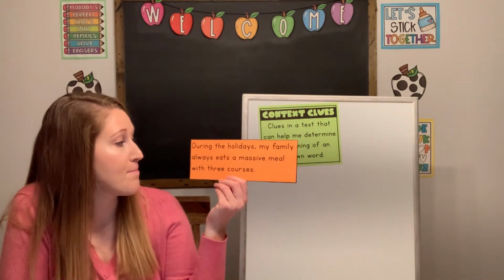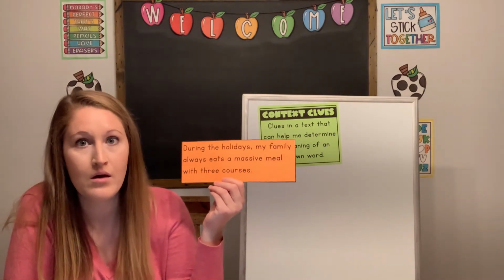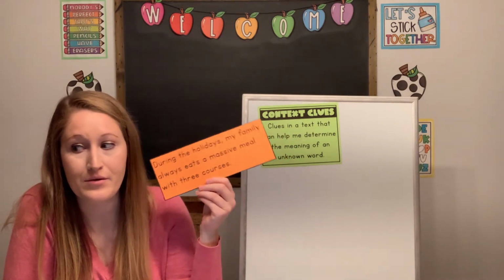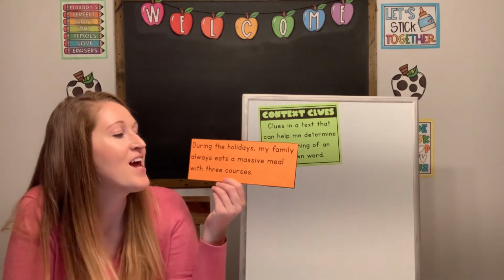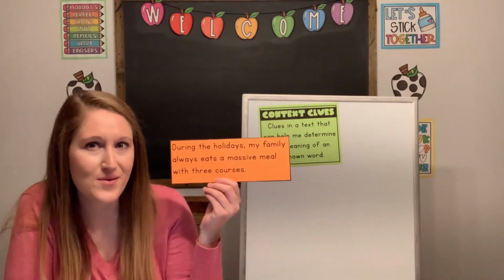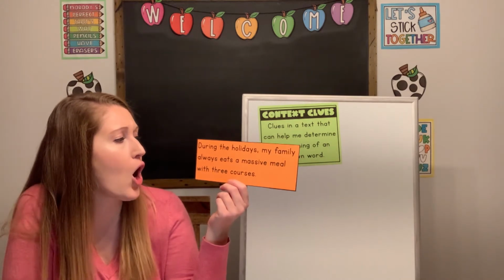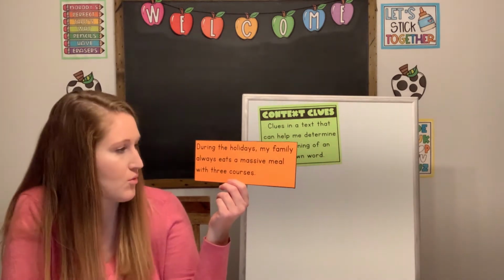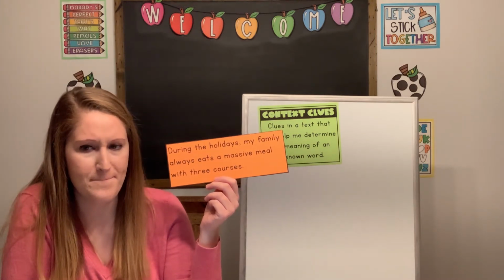During the holidays, my family always eats a massive meal with 3 courses. Uh-oh, I forgot to underline the secret word. I guess I'll just tell it to you. The word we're looking to try and find is massive. So let me read this sentence again. During the holidays, my family always eats a massive meal with 3 courses. Massive.